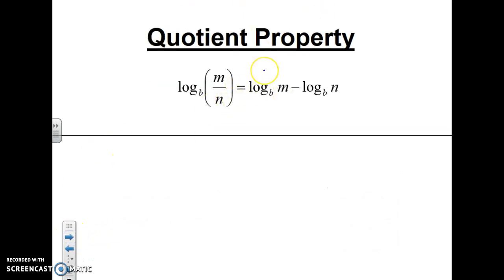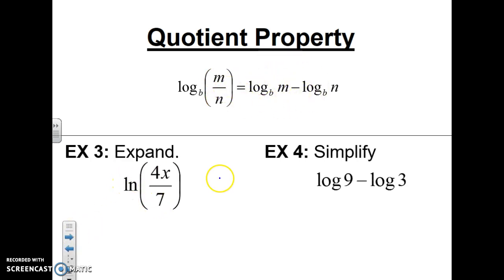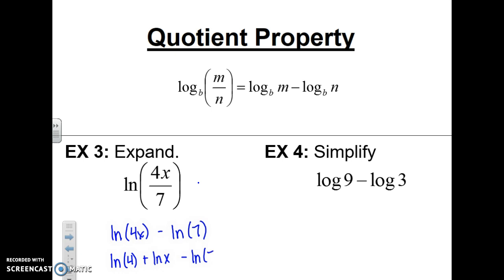In a similar manner, we also have what we call a quotient property. And with the quotient property, our log base b of m divided by n can be broken up using subtraction, as we see here. So if we look at some examples here, if we have natural log of 4x over 7, we could break that up into natural log of 4x minus natural log of 7. Natural log of 4x could be further broken up because we could make that natural log of 4 plus natural log of x minus natural log of 7. And that would be completely expanded.